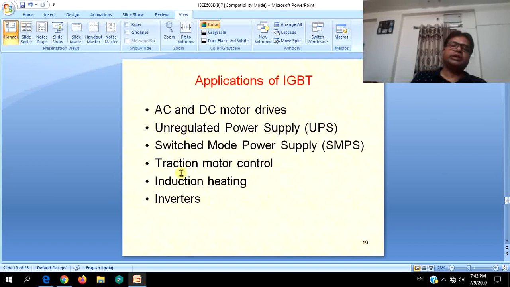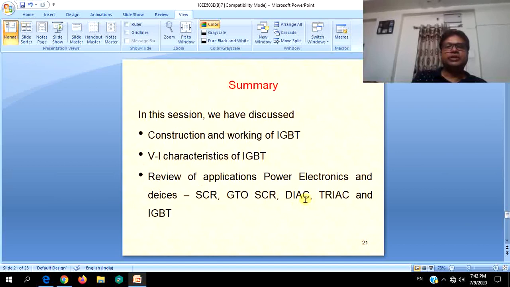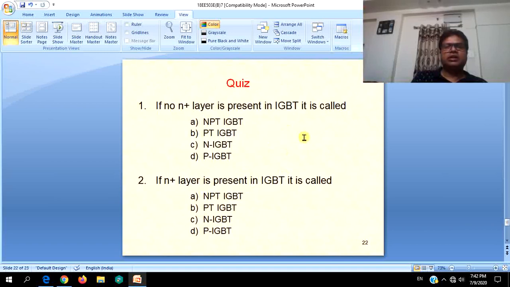All these applications require high current ratings, so IGBT is suited for those things, and also very low turn on and turn off times for uninterrupted operation. So IGBTs are better suited for those things. These are the applications of IGBT, and thus you have to choose different power electronic devices depending on the actual demand of the application. So these are the things which we have discussed in this session.